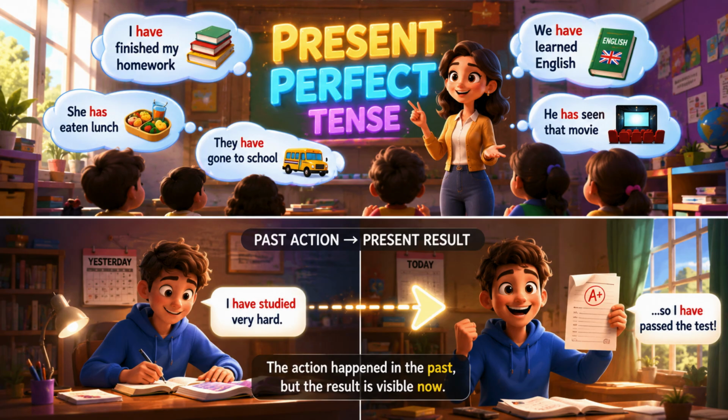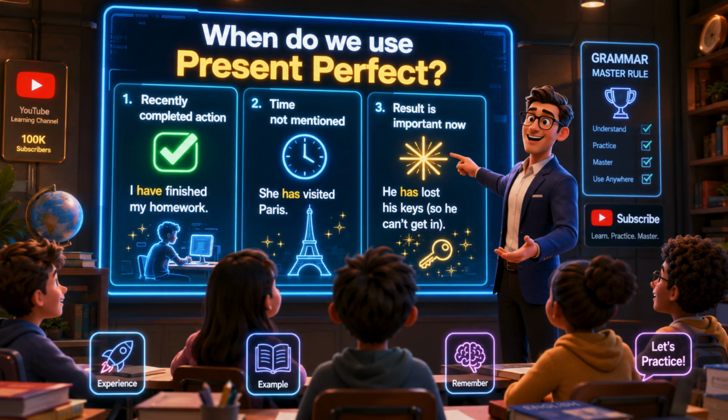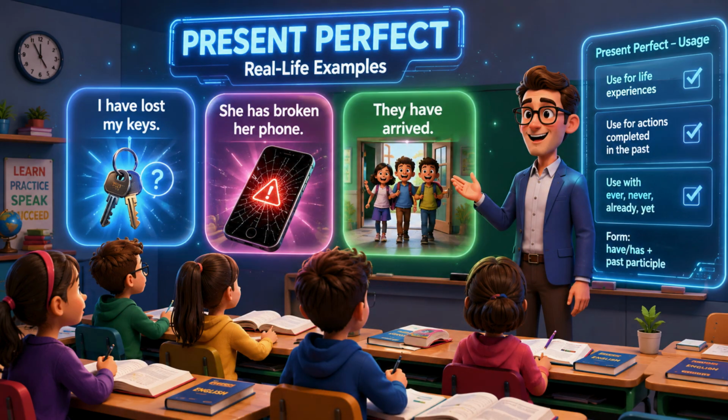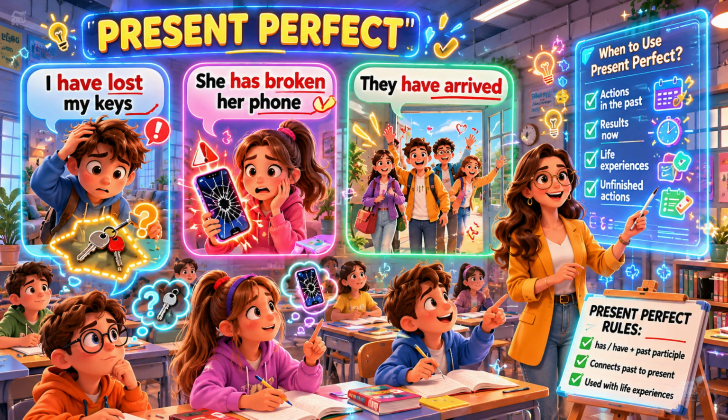Now let's understand when we use present perfect tense. We use it in 3 main situations. First, we use it when an action is completed recently. Second, we use it when the exact time is not mentioned. And third, we use it when the result is important in the present. Now let's look at some examples. I have lost my keys. This means I cannot find them now. She has broken her phone. This means her phone is not working now. They have arrived. This means they are here now.